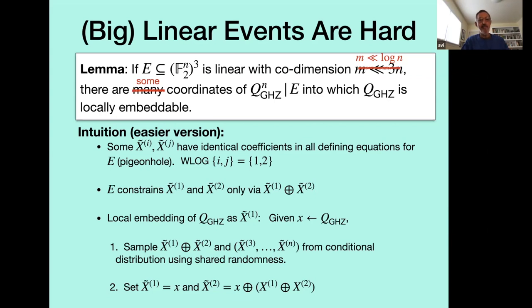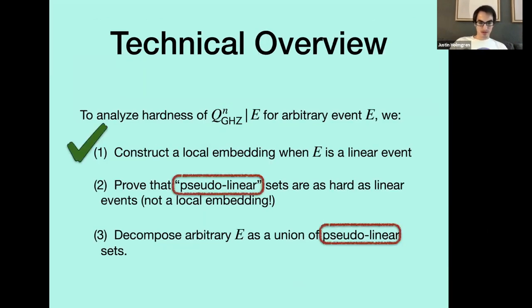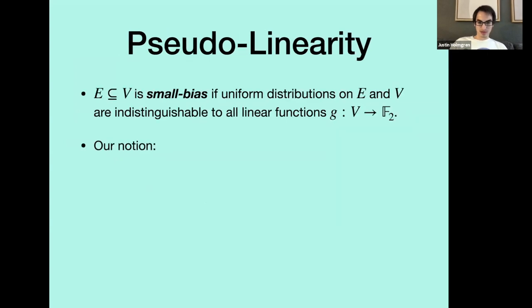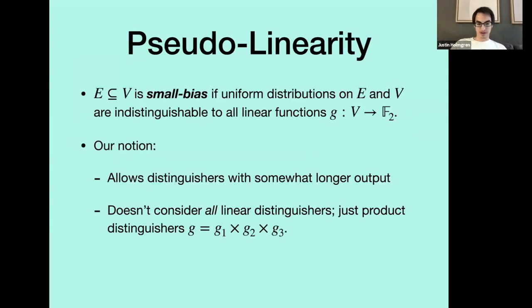Okay, I hope that gives some intuition for how you analyze the linear case at least. So going back to analyzing the pseudo-linear case, we have this notion, and for most of the talk, I think you should just think of the notion as being small bias sets. But technically we have these other modifications that we need to do.